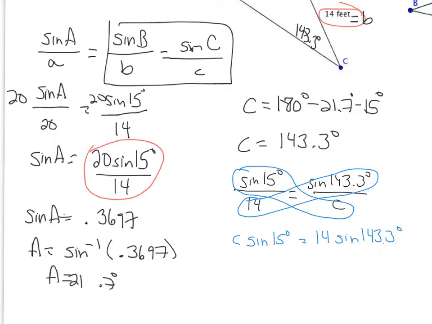So if I just put the sine of 15 in my calculator, I'm going to get 0.2588. So that's C times 0.2588. And if I put everything on the other side in, 14 sine 143.3, I'll get 8.37. So I can simply divide both sides by 0.2588 to get what side C is.